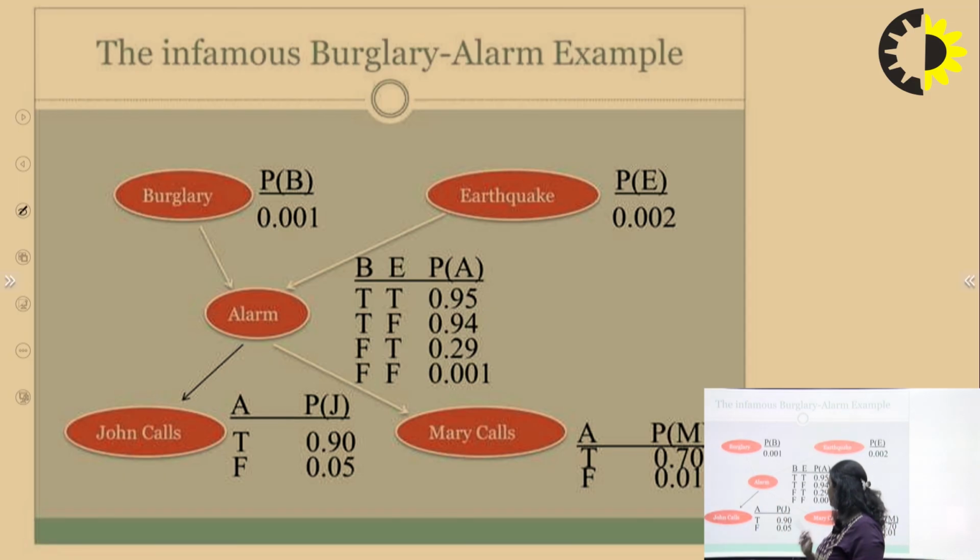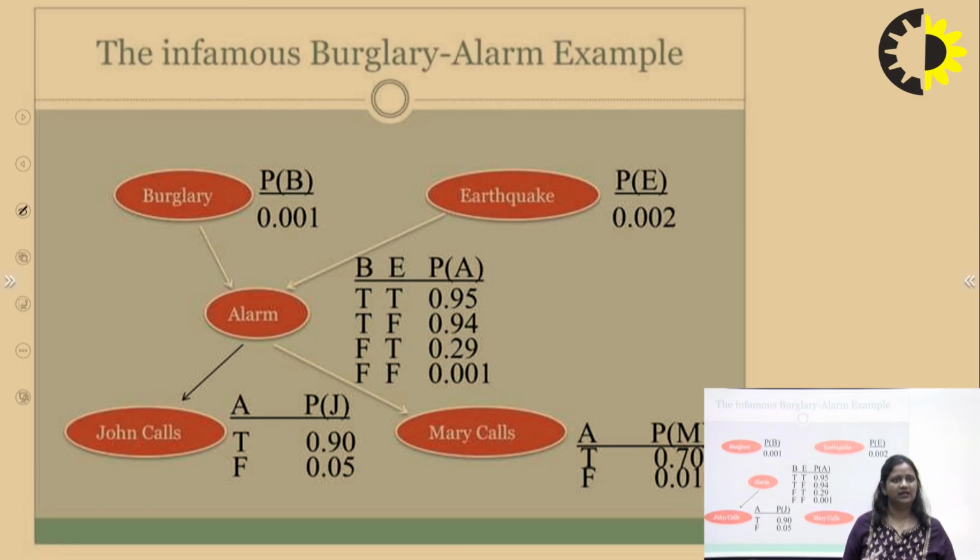John calls and Mary calls. If the alarm blows, then John calls and Mary calls. Probability of burglary, because burglary is not dependent upon anything, then earthquake probability this. And alarm probability depends upon burglary and earthquake.